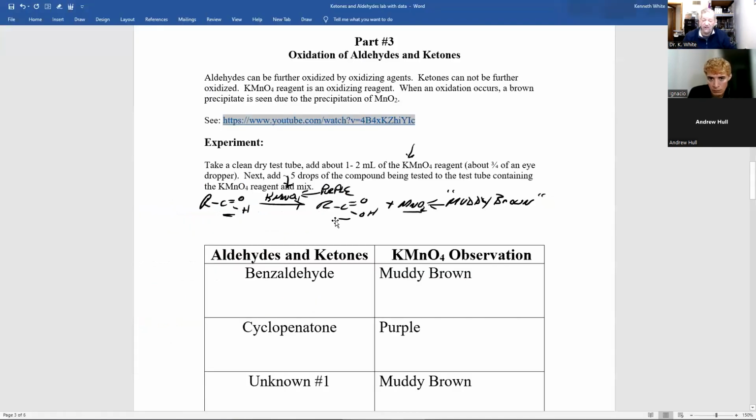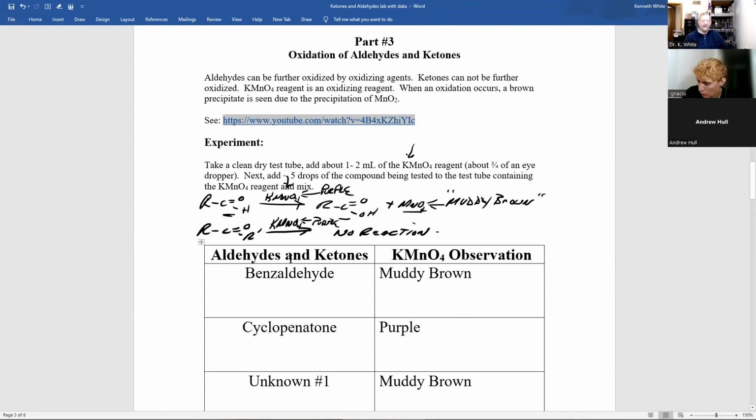Now, what I didn't show you, which I will now, is if you have a ketone and you react it with potassium permanganate, which is purple, you get no reaction. Which means it will stay purple.